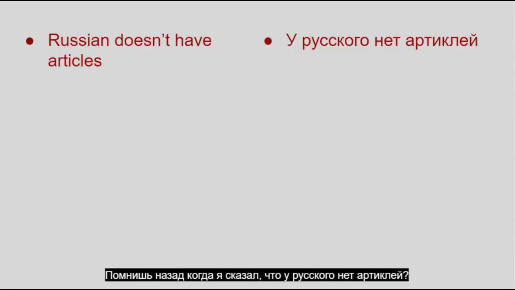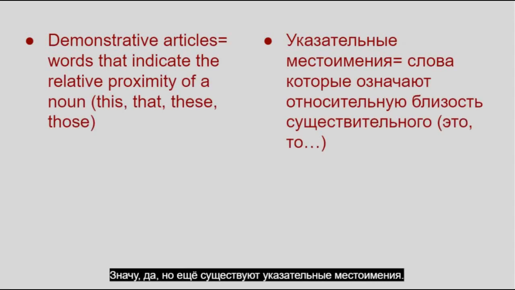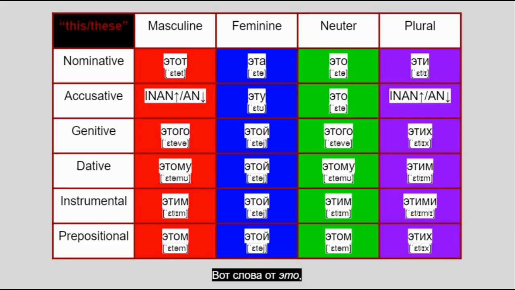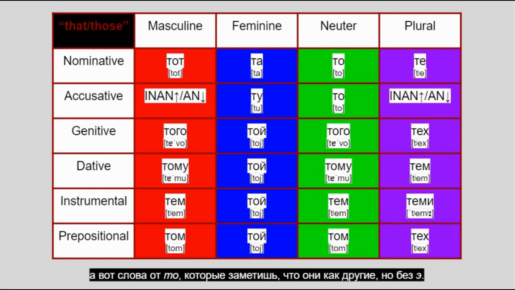Remember back when I said Russian has no articles? Yeah, but demonstratives still exist. They go in front of the noun phrase and inflect similarly to the adjectives and very similarly to each other. Here are the words for this and these, and now here are the words for that and those, which you'll notice are like the other ones but without the e.